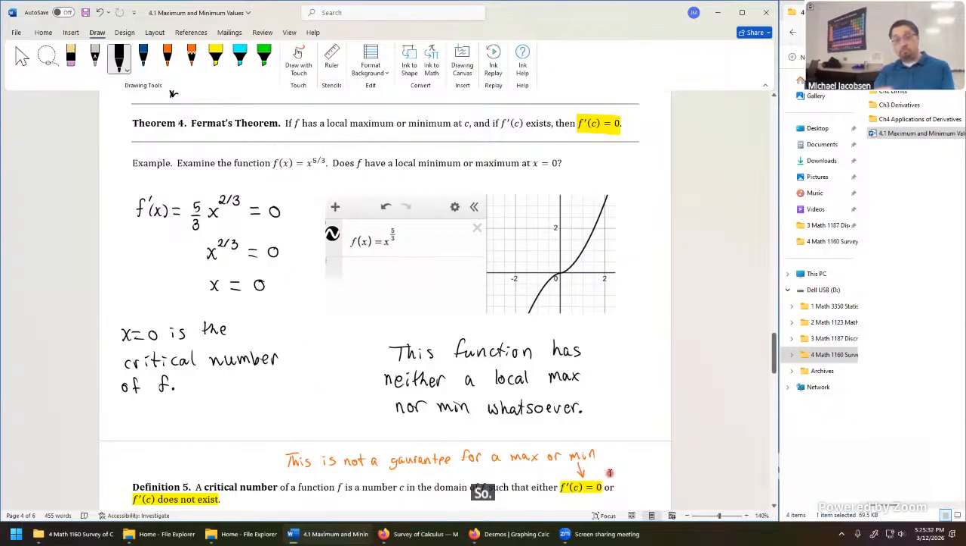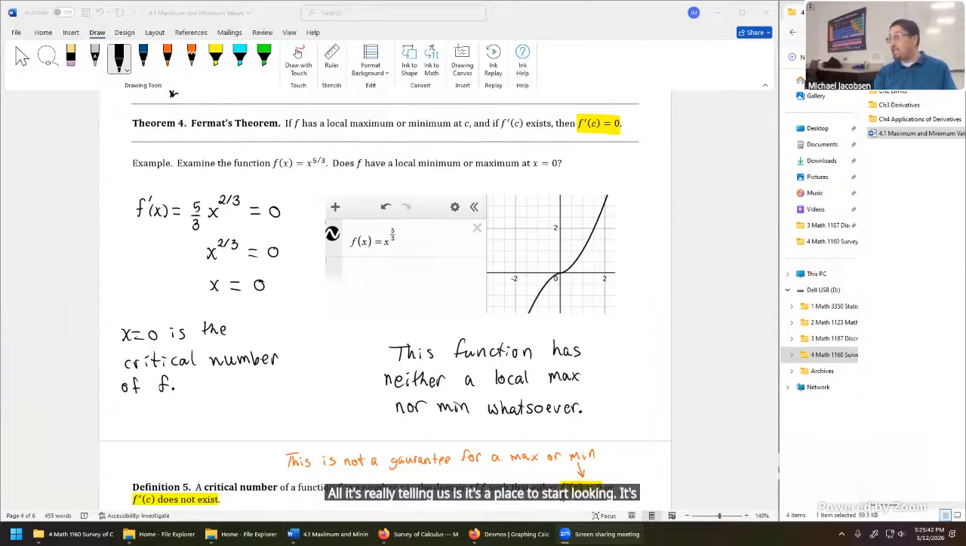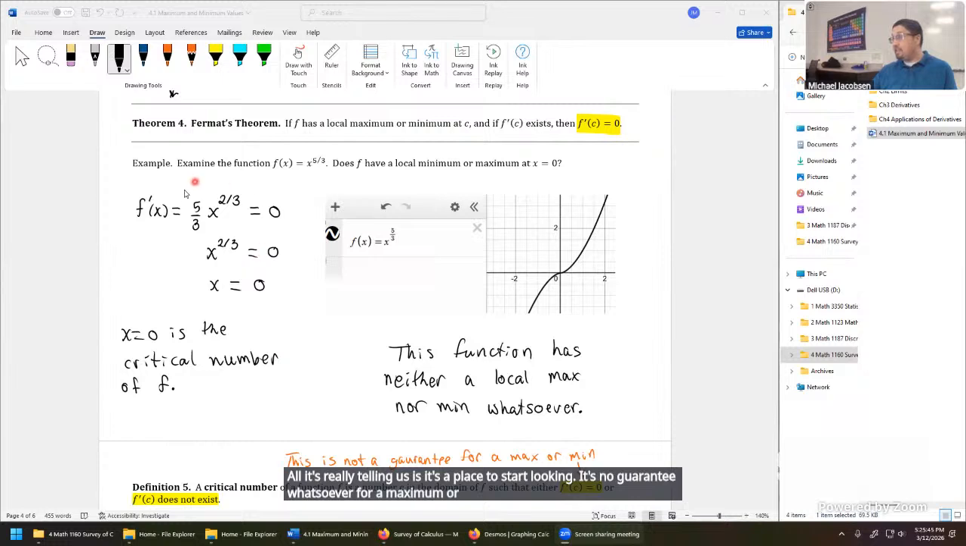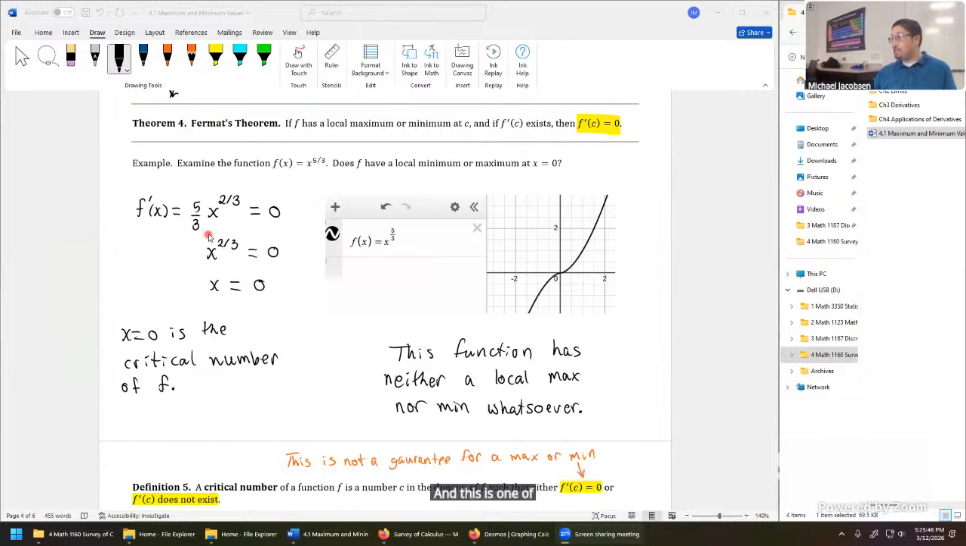So the critical number is a great tool, but the lesson on this particular example is all it's really telling us is it's a place to start looking. It's no guarantee whatsoever for a maximum or a minimum. And this is one of those weird functions.